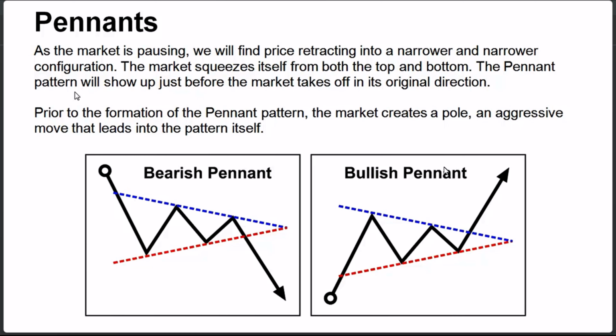So we'll find price retracting into a narrower and narrower configuration, right? It comes together, forming a squeeze. The market squeezes itself from both top and bottom, from both the bullish side and the bearish side, all coming together to form a squeeze. This pennant pattern will show up just before the market takes off in its original direction, right? You can see this mostly when we have NFPs, these very high impact news.